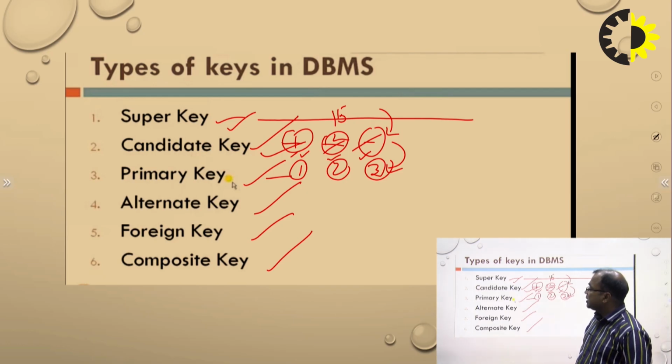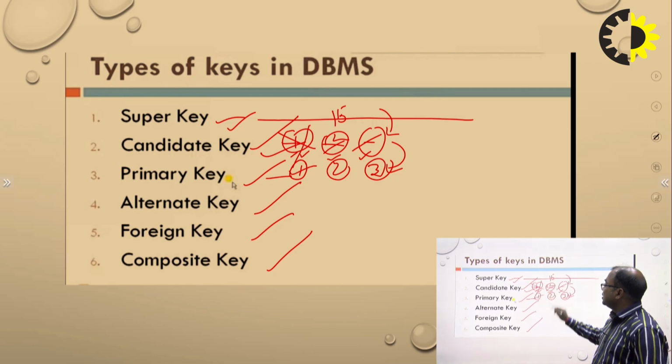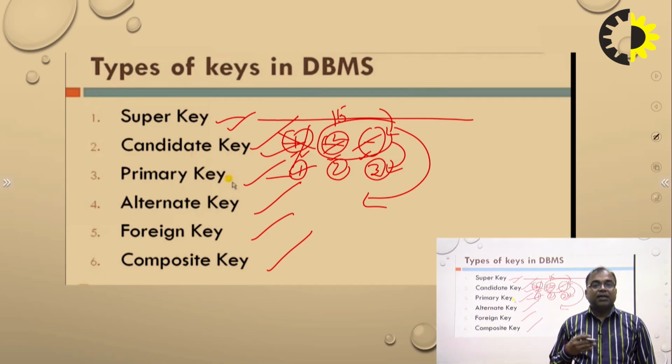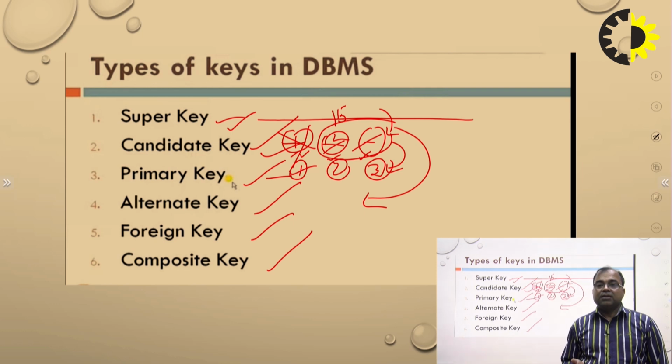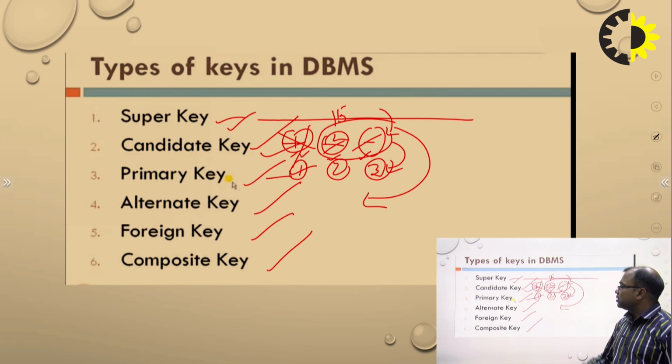Next, alternate key. If we choose one of the keys as a primary key, then the remaining keys are known as alternate keys. Means from the candidate keys, if one is chosen as the primary key, the left over ones are known as alternate keys. So this is the alternate key.